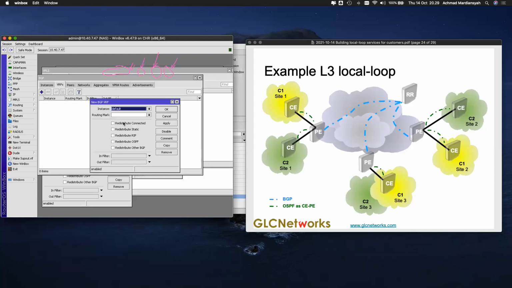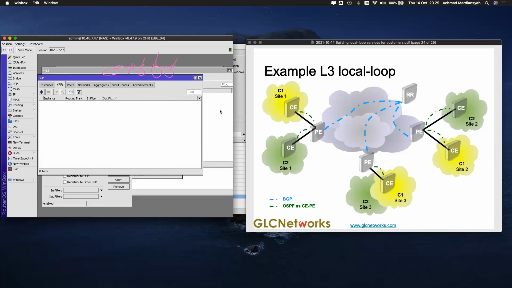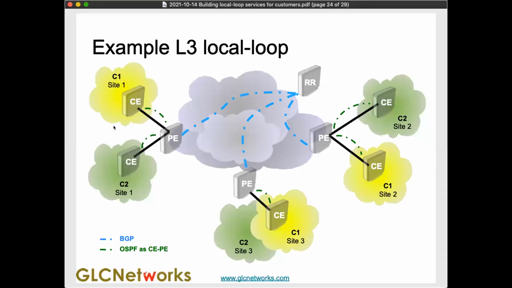Okay, anything else? No. So this is just a BGP VRF. We assume you already know what the VRF is: virtual routing and forwarding. So that's how you can configure the local loop on your network.